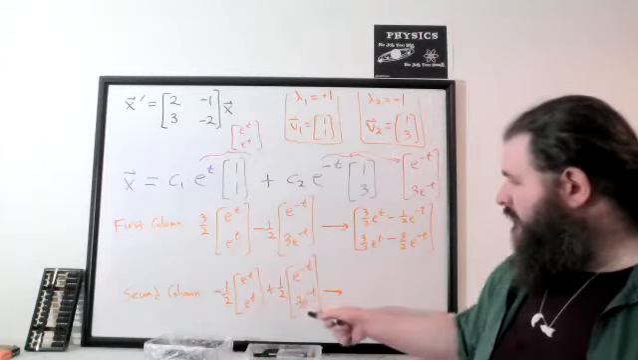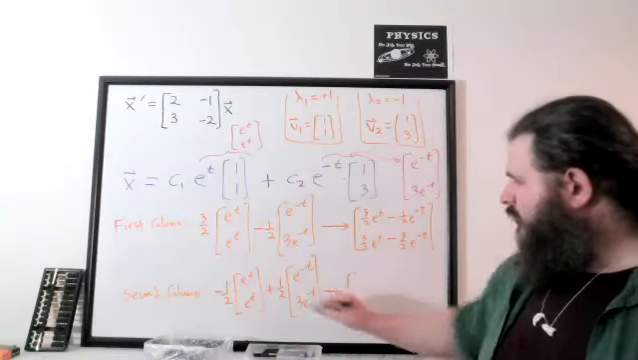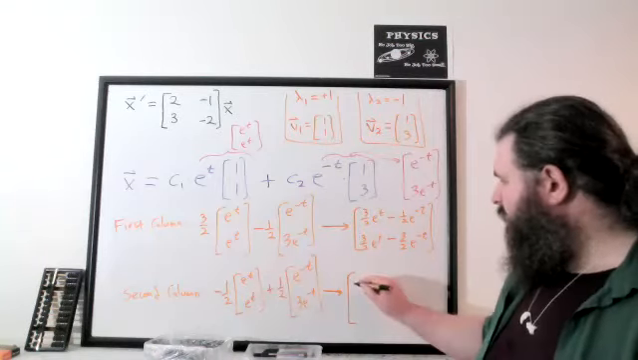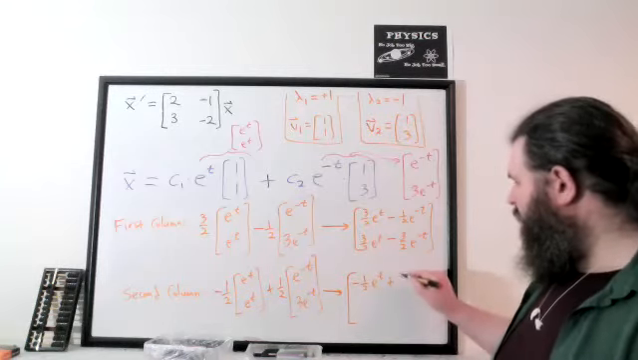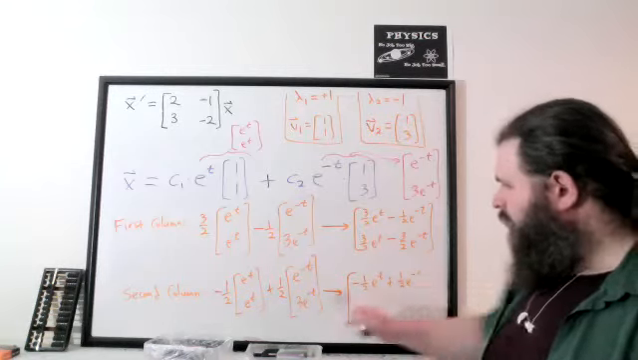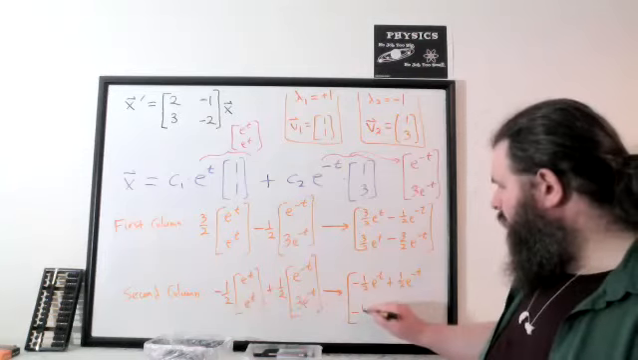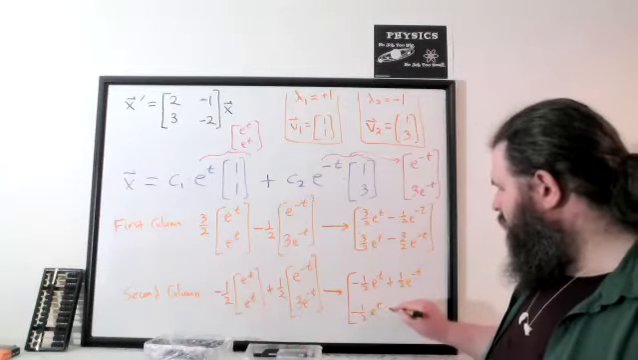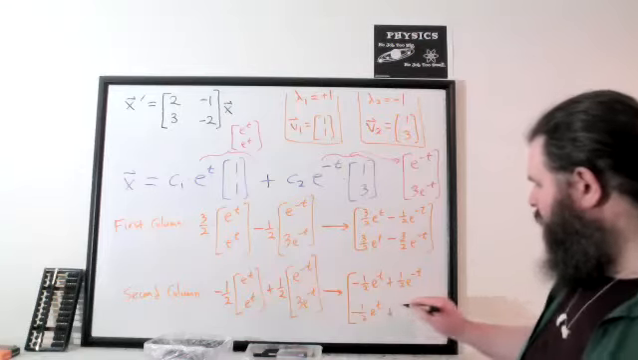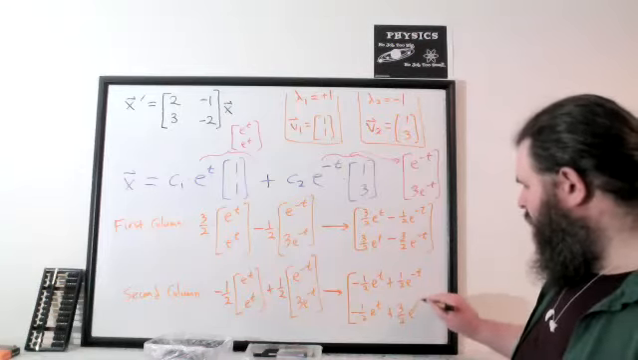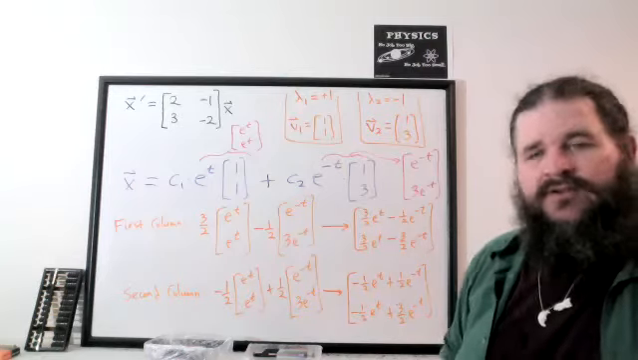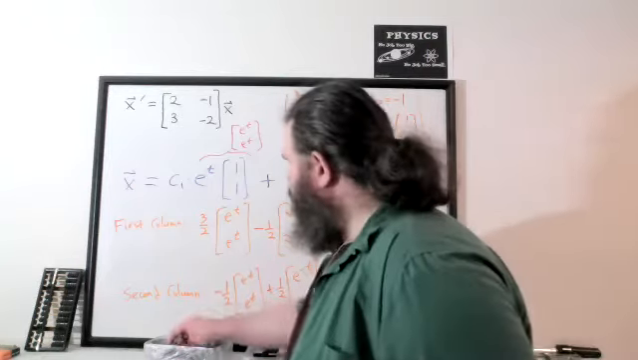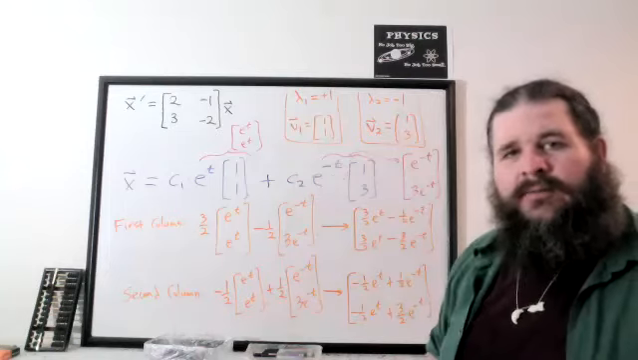And then the second column is going to be these combined. So top row, negative 1/2 e to the t plus 1/2 e to the negative t. And then bottom row, negative 1/2 e to the t plus 3/2 e to the negative t. So those are the columns of the fundamental matrix, and now we can just augment those together. Any questions on the work so far before we put those all together?